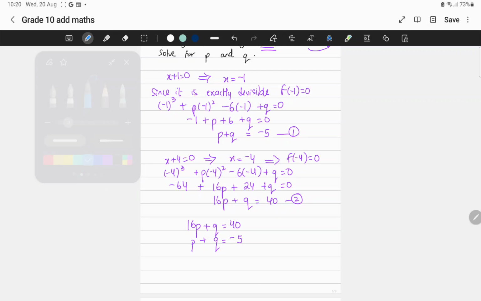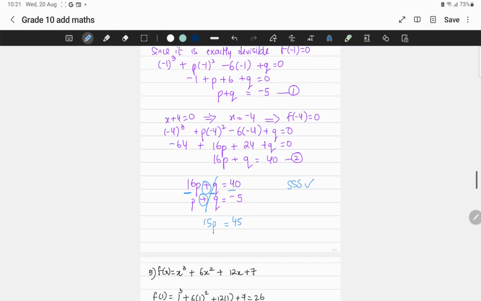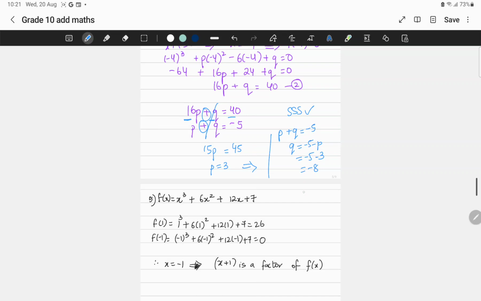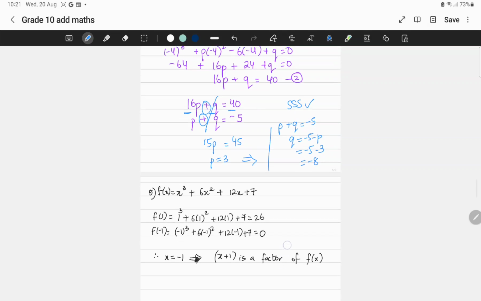Et là, je vais utiliser simultaneous. Since the signs pour Q are the same, nous savons same sign, subtract. Nous mettons minus, minus, minus. Ça, pour éliminer. 15P est égal à 45. Et qu'en sol, vous allez avoir P est égal à 3. Et le fait que P plus Q est égal à moins 5, on a la réponse pour Q aussi.